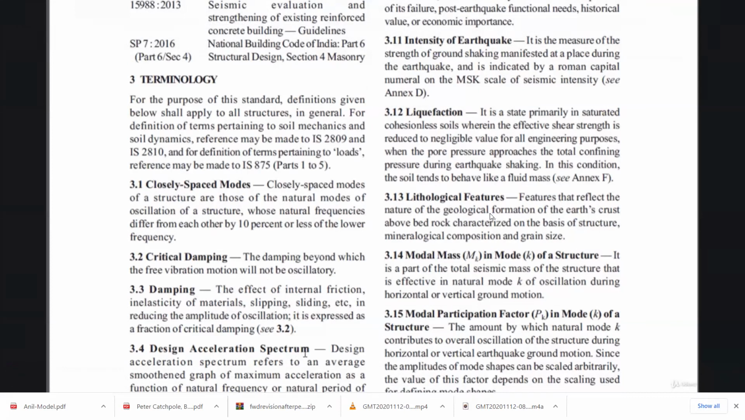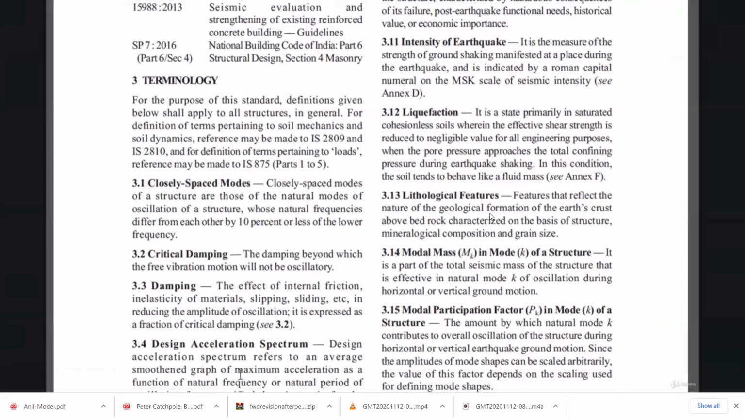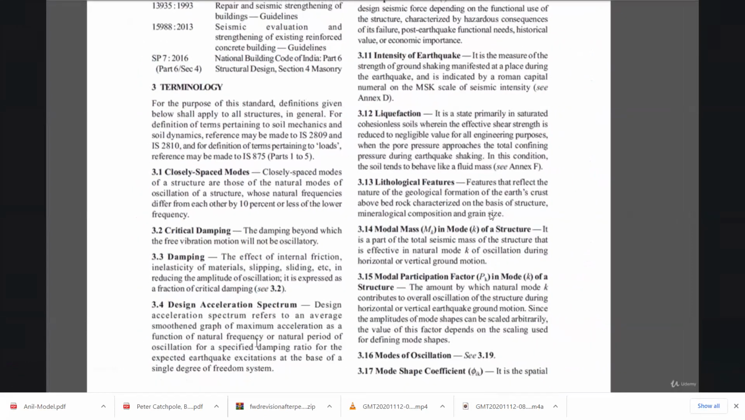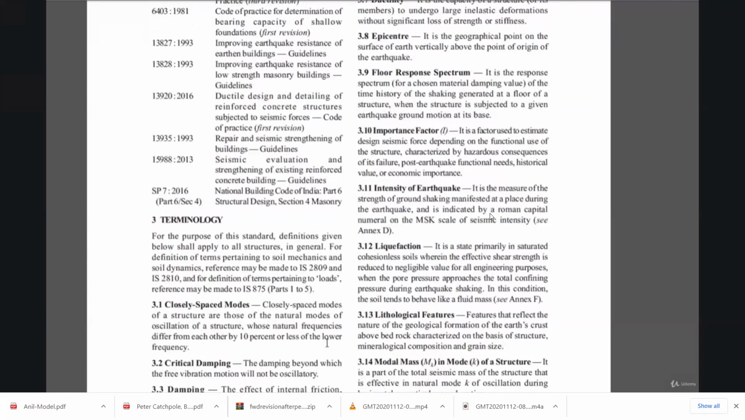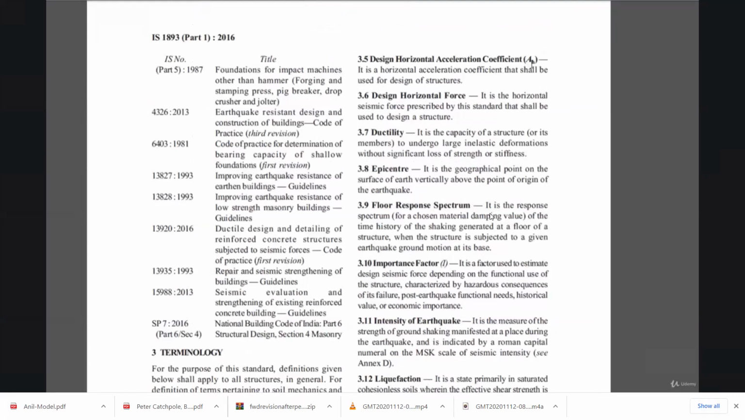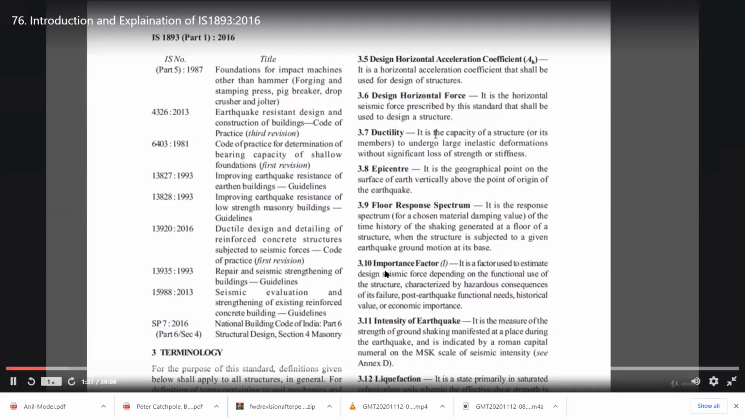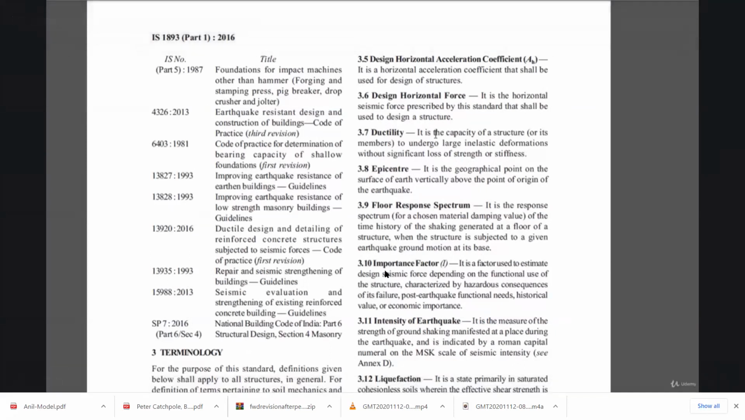Design acceleration spectrum is also a very important parameter. It refers to an average smoothened graph of maximum acceleration as a function of natural frequency or natural period of oscillation for a specified damping ratio for the expected earthquake excitations at the base of a single degree of freedom system. After that, design horizontal acceleration coefficient Ah. Design horizontal force. Ductility is the capacity of a structure to undergo large inelastic deformations. I have already covered the definition of ductility in my previous lectures.